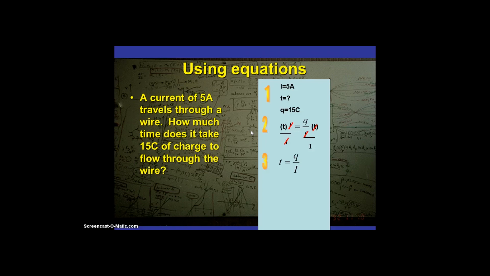At this point, we go back to our original steps 4 and 5, which are to plug into the equation. We can see that q is 15, so in the numerator we'll put 15. In the denominator we have I, which is 5 A, so we have 15 C over 5 A. 15 divided by 5 gives us 3, and our units we'll just leave as C over A for now. Okay, we'll talk about how that breaks down to seconds later, but for right now we'll just leave it as C over A.